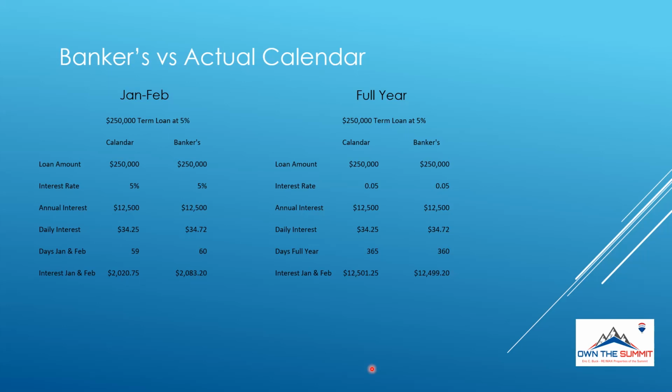On a full year basis, the numbers are somewhat closer. We see interest of $12,501.25 for the actual calendar, so about $1.25 more than you would expect. And on the banker's calendar, it's $12,499.20, so about 80 cents less than you would expect. Some of that is just rounding related as well. So you should know what your state default is in terms of whether they use the banker's or actual calendar. In most cases, the test will tell you which to use, but if not, you will have to know which one to use as the fallback. Most times, it's the banker's calendar.